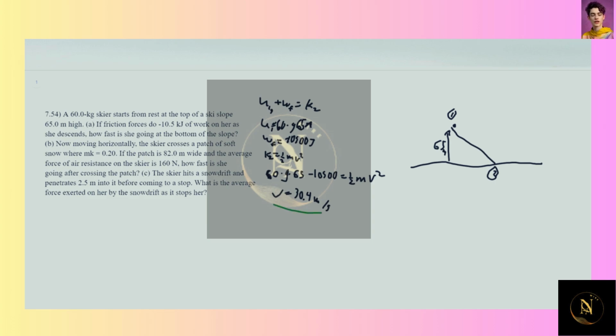Part B is now moving horizontally. The skier crosses a patch of soft snow where mu k is equal to 0.2. We're told that it is 82 meters from this point to this point. The average force of air resistance on a skier is 160 newtons. So we have force is equal to 160 newtons. It's acting against the skier as they're moving, so it's pointed to the left in my diagram. How fast are they going after crossing the patch?